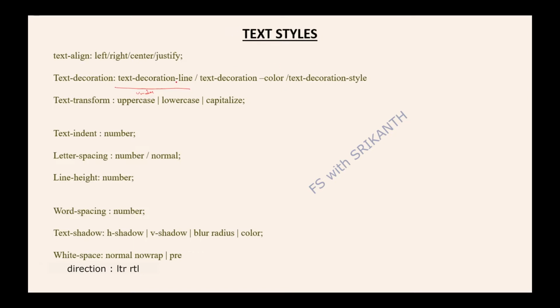The text decoration line is mandatory, and if you want to place a separate color, the text decoration color, for underline, overline, or strike through, you can represent it in a different way: red, green, blue, otherwise RGB format, HSL format, that is your wish. And text decoration style: what style you want for the underline, like dotted, solid, double, and dashed. We can use a dotted way, or you can have a double line or a solid line. In this way we can design, right?